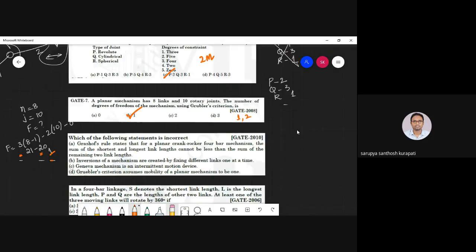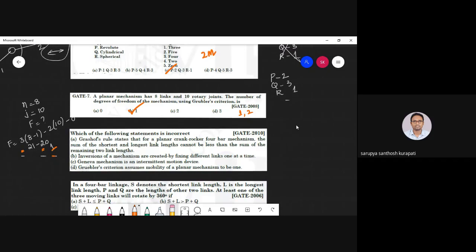Next, the question given in GATE 2010. Read the question properly. He's asking you to find the incorrect statement in the following. Which of the following statements is incorrect? Grashof's rule states that for a planar crank rocker 4-bar mechanism, the sum of the shortest and longest link lengths cannot be less than the sum of the remaining 2 link lengths. So here that is S plus L.